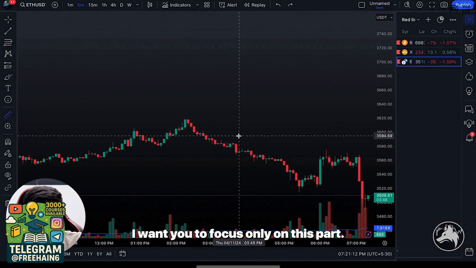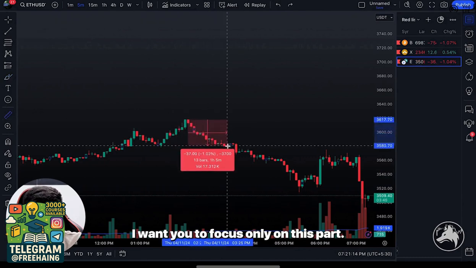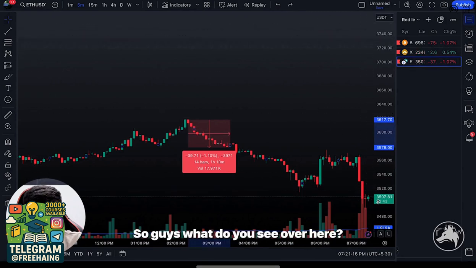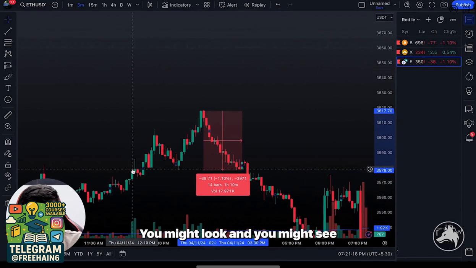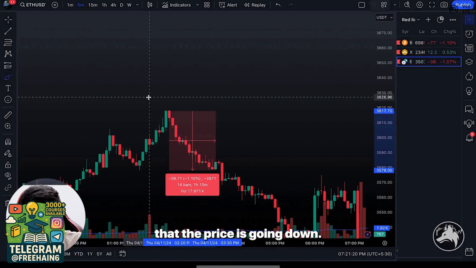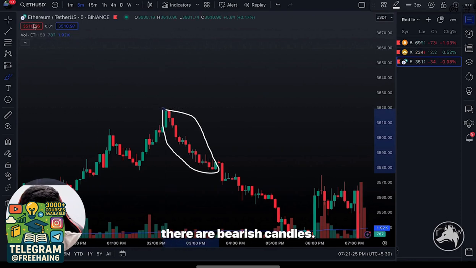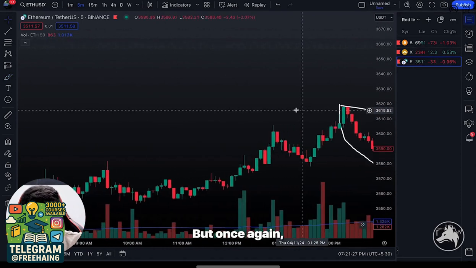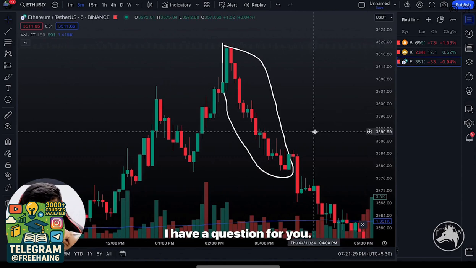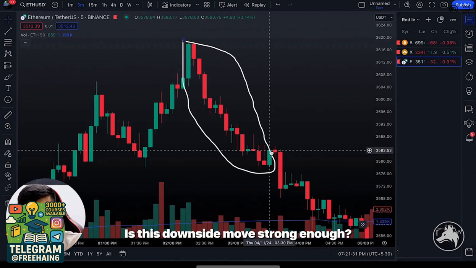So okay, I want you to focus only on this part. Guys, what do you see over here? You might look and see that the price is going down. There are red candles, there are bearish candles. But once again, I have a question for you. Is this downside move strong enough?